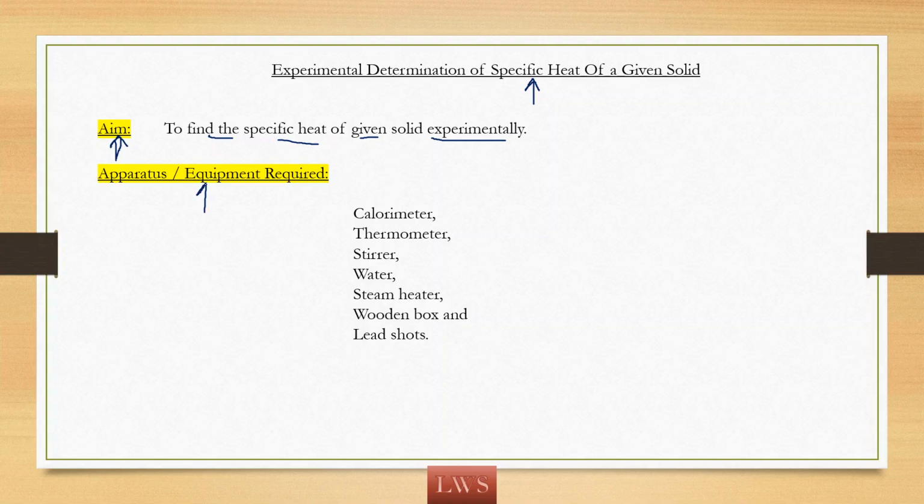So apparatus / equipment required. To do this activity, which equipment we require? Calorimeter, thermometer to measure the temperature, stirrer for mixing the substances, water, steam heater, wooden box, and lead shots. Here lead shots is our solid material. So our activity is to find the specific heat of a solid. So here I am taking lead shots as my solid material.